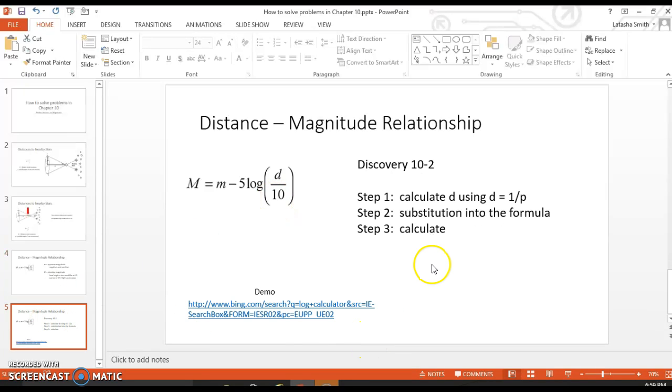If we take a look at the steps, this is the same type of problem I'm going to use from Discovery 10-2. Step 1: calculate D, the distance, using the equation D equals 1 divided by the parallax angle. The second step is to substitute everything into the formula. You have to be given either the absolute magnitude or the apparent magnitude, so you have to have 2 of the 3 variables to solve this equation. Now let's do a quick demo.